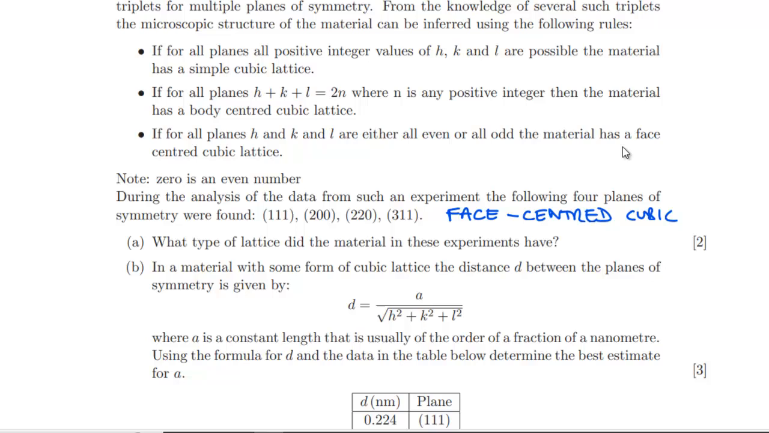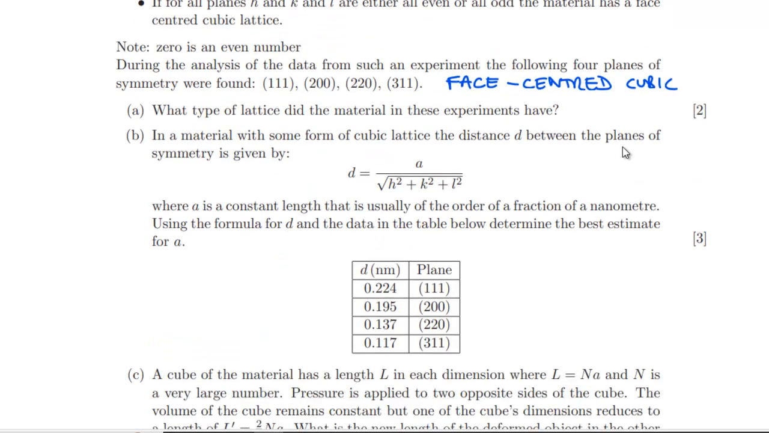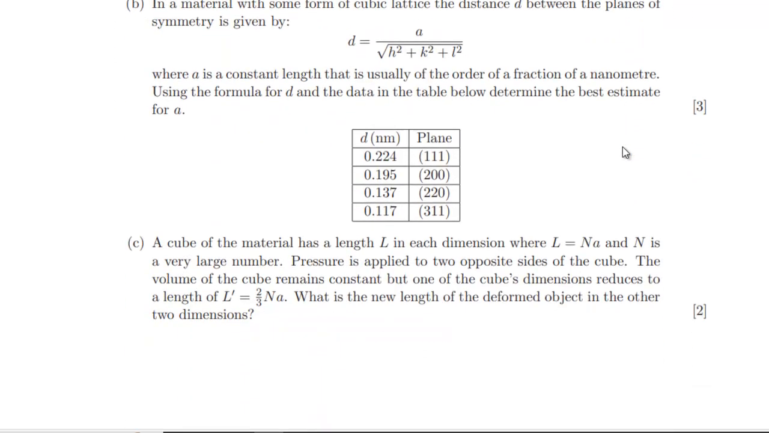In a material with some form of cubic lattice, the distance d between the planes of symmetry is given by that. Right, so that's just 3D Pythagoras, where a is a constant length, usually of the order of a fraction of a nanometer. Using the formula for d and the data in the table below, determine the best estimate. Right, so they're making the most of this being the first year of having calculators in the exam. So yeah, we're just going to have to put all these things in then.